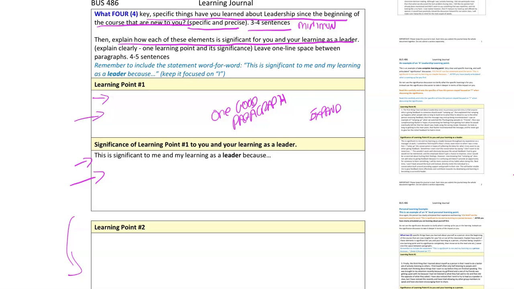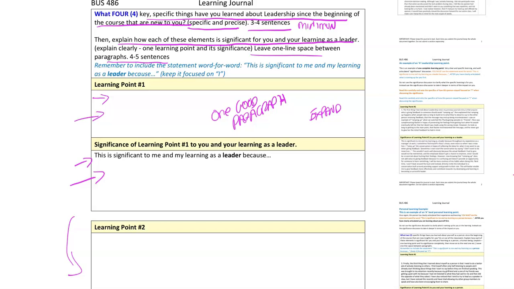Leave one line space between paragraphs. Four or five sentences are what are called for here if you want to get close to answering this well on an A level. Sometimes it takes more. If you need to write more than one paragraph, as it says here, leave one line space between, just to make it easier to read. Make sense? I hope it makes sense.